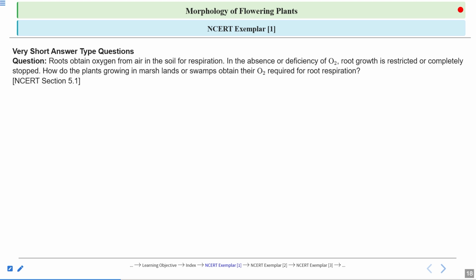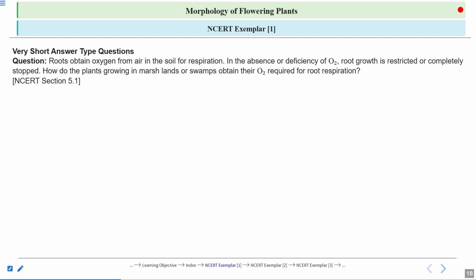So this is the very short answer type of question. The first question is here. Roots obtain oxygen from air in the soil for respiration. In the deficiency of O2, the root growth is restricted or completely stopped. If the oxygen is not reaching the root, there will be no growth, right? And what happens? How do the plants growing in marshland or swamps obtain the O2 required for root respiration?